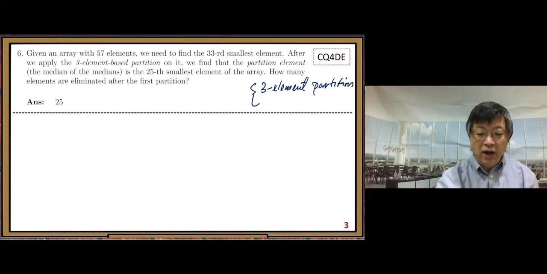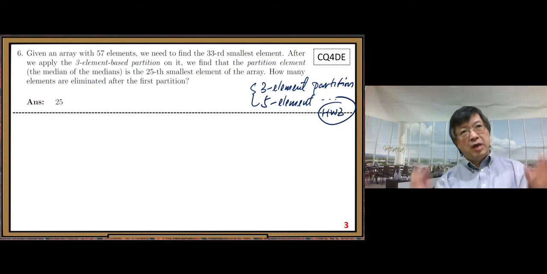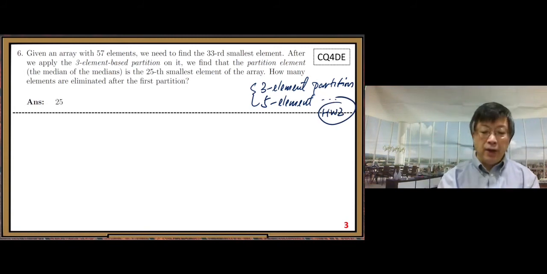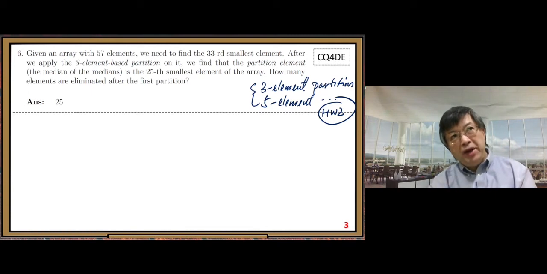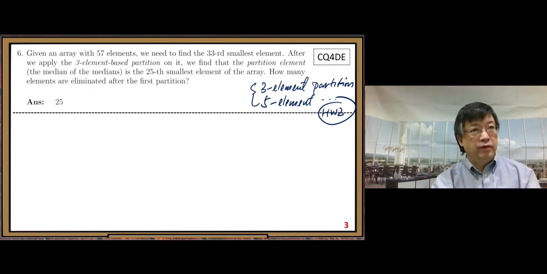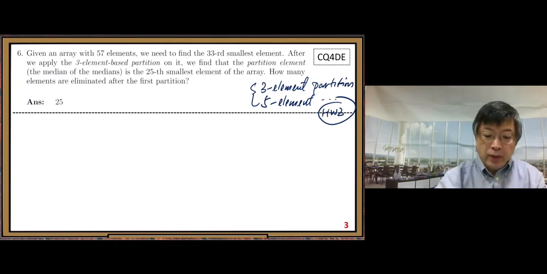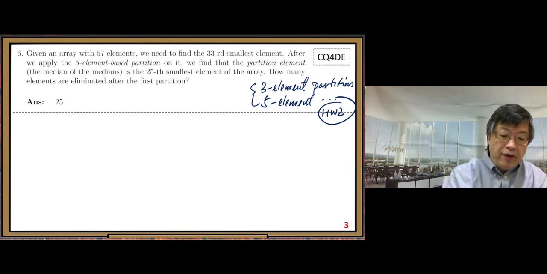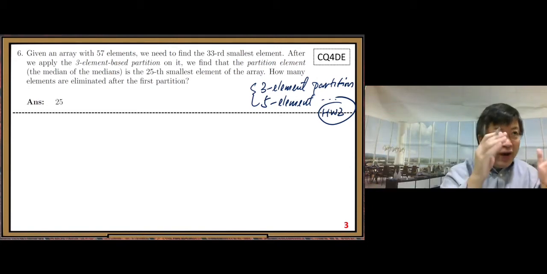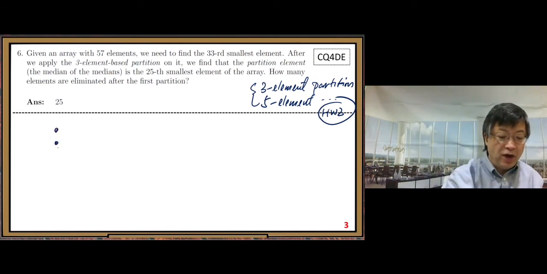Another is 5-element. 5-element, I gave you as the last question in homework assignment number 2. When I reviewed homework assignment number 2, I talked about that. And it looks like a large number of you didn't understand the detail. All right. 57 elements. Remember, we organize in 3-element groups. So you need to know the detail of the story.